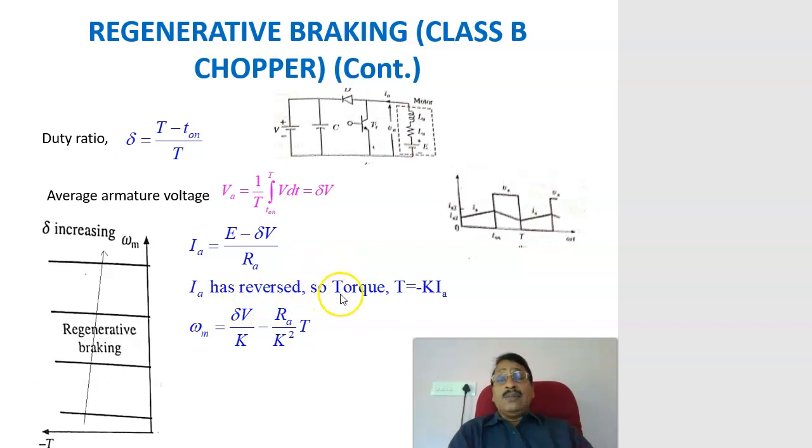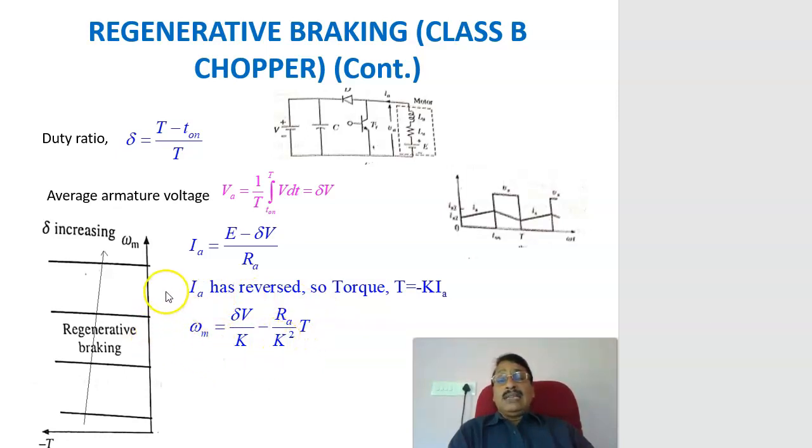And since IA has reversed, the torque is also reversed, because the torque produced by the motor is now reversed as the armature current has been reversed. Therefore the torque produced is equal to minus K times IA, and the equation for the speed is omega m equal to delta V divided by K minus RA by K square into T. That is the equation relating the angular speed omega m and the torque.